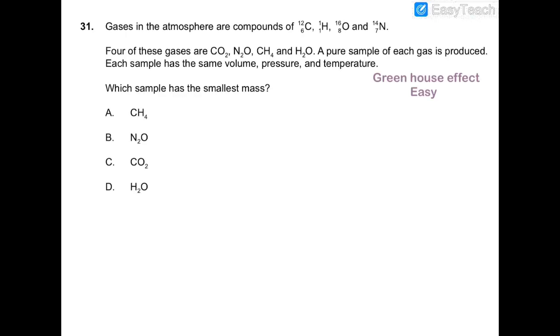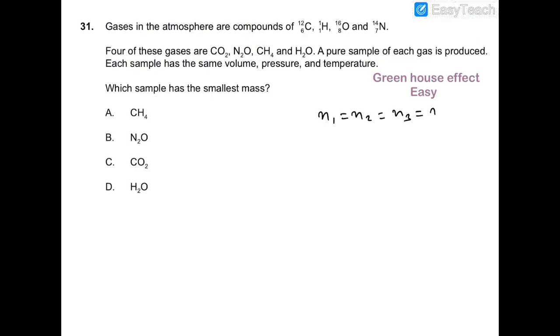Okay. Now we move on to the next question. Now, gases in atmosphere are compounds of these four atoms. Four of these gases: this is carbon dioxide, nitrogen dioxide, this is methane, and this is water gas. A pure sample of each gas is produced. Each sample has the same volume, pressure, temperature. Which of the samples has the smallest mass? So the volume, pressure and temperature are the same, which means that the number of moles is also the same.